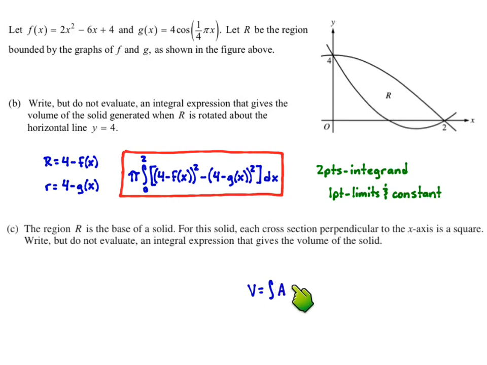Now we need to know whether it's in terms of x or in terms of y. Well, it says perpendicular to the x-axis, so it's going to be with respect to x, dx. And that's going to help us look at our limits too, because our limits are going to be x limits, not y limits. So it's going to be from 0 to 2. Those are our x limits. And now the question is, what is the area that we're talking about? Well, we're talking about a square.